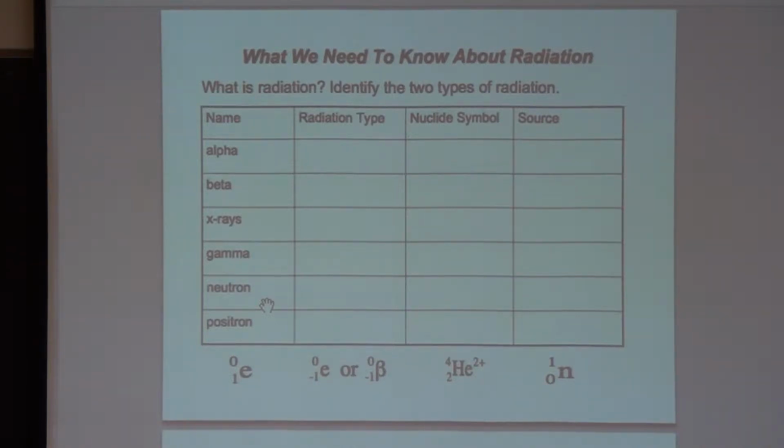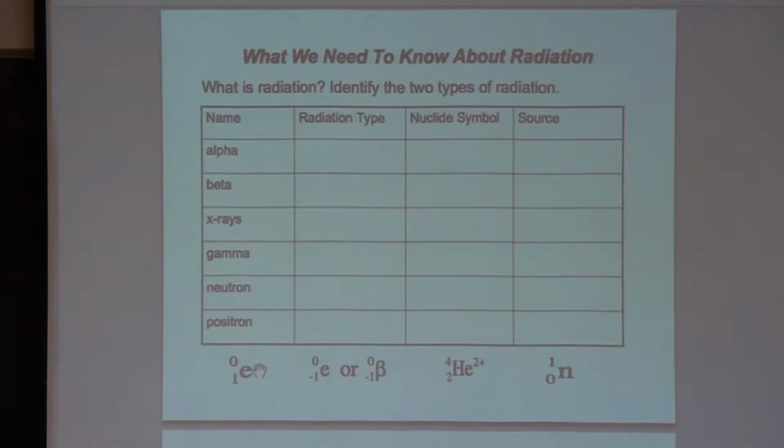Particle or electromagnetic? Yes, particle. What about positrons? Yeah, particle. Now the nuclide symbol is how we can identify that type of radiation in a nuclear reaction. So here are the nuclide symbols.